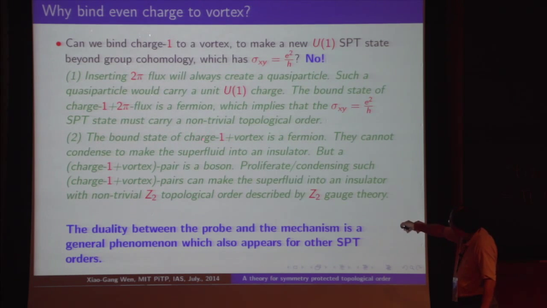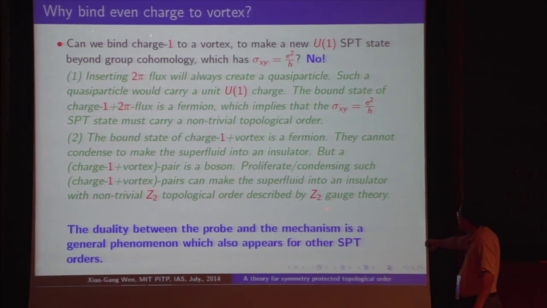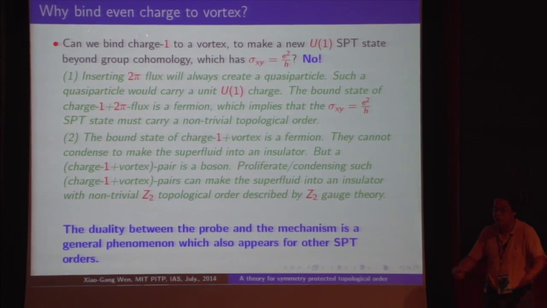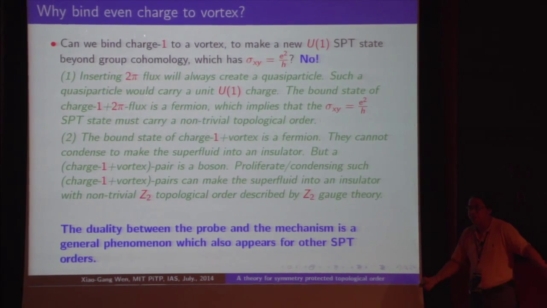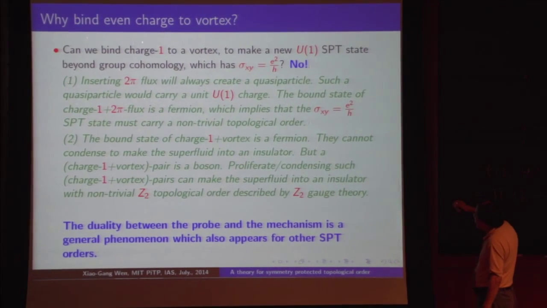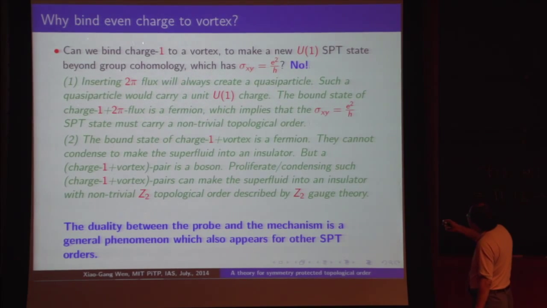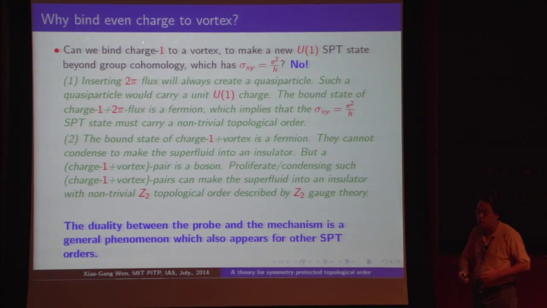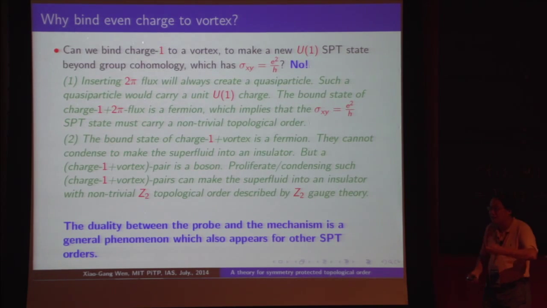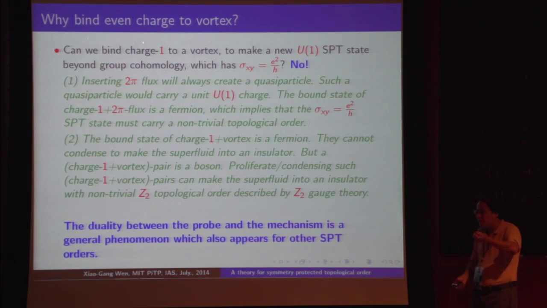But certainly you can also condense their bound states. If this charge one vortex is a fermion, then a pair of this kind of vortex, or double vortex, actually is a boson. We can always condense this double vortex. But when you condense the double vortex, what we end up with is a Z2 gauge theory. So again, something with topological order. So it also doesn't work. Therefore, we can only attach even flux to construct SPT states. But you can indeed attach odd charge. When you attach odd charge and make pair condensation, you produce a Z2 gauge theory, maybe with some twist.